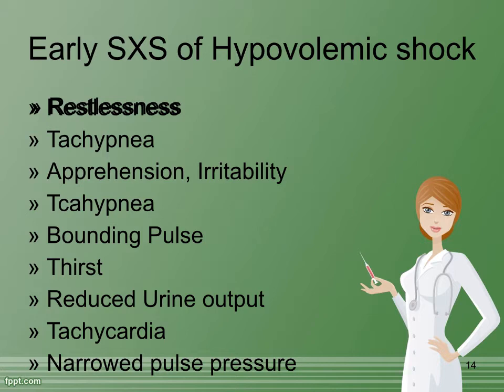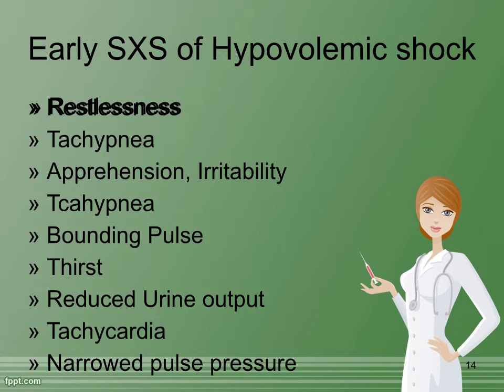So, early signs and symptoms of hypovolemic shock are restlessness, tachypnea. I think I wrote tachypnea twice, so please ignore it. Restlessness, tachypnea, tachycardia, apprehension, irritability, bounding pulse, thirst, and then reduced urine output and narrowed pulse pressure.